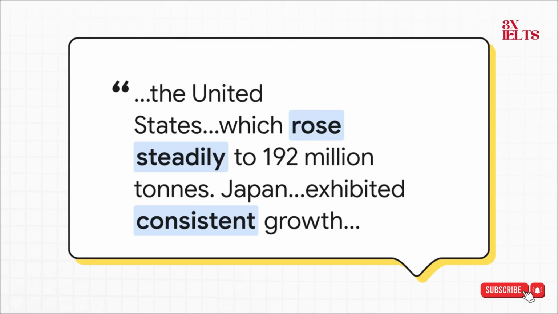Okay, on to the first body paragraph. Remember our big producers group? Well, this paragraph is all about them. It starts with the US data, using great vocabulary like rose steadily. Then it logically moves on to Japan, calling it the second largest producer, and points out its consistent growth. It's just a clean, logical flow, packed with specific numbers and that strong trend language we talked about.